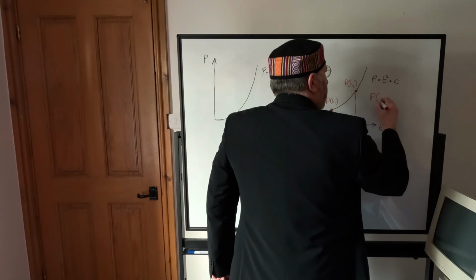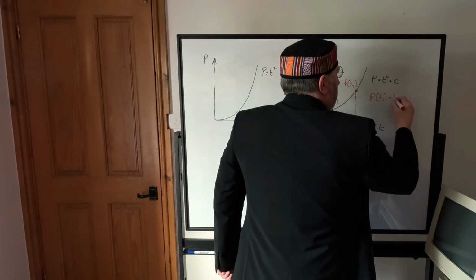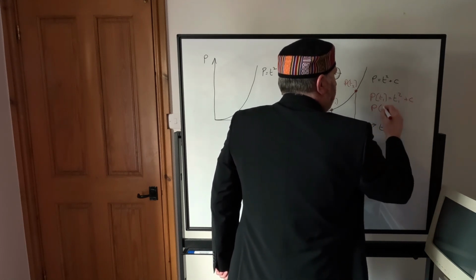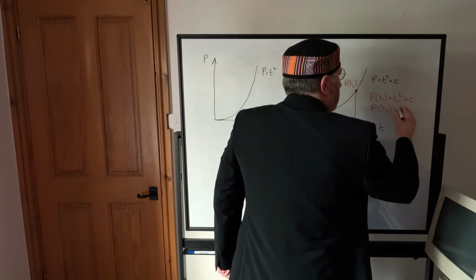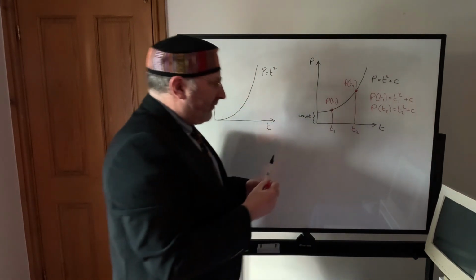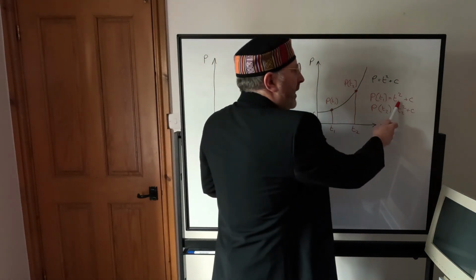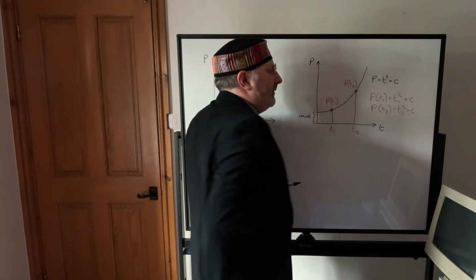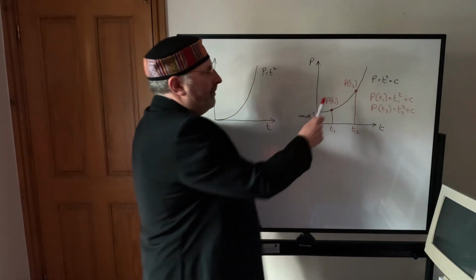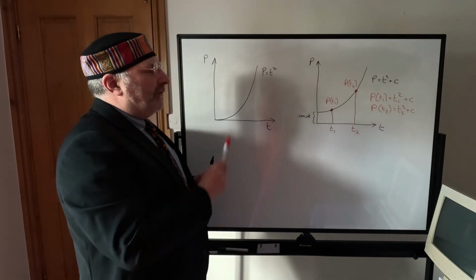So we've got p of t1 is equal to t1 squared plus c, and p of t2 equals t2 squared plus c. We can't say exactly what they are. We know what t1 is, so we've got that part of it, but we're still in the dark as to what this constant is. But although we can't say what p of t1 and p of t2 are, we can say what the difference is between them.